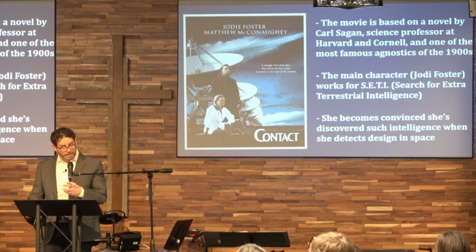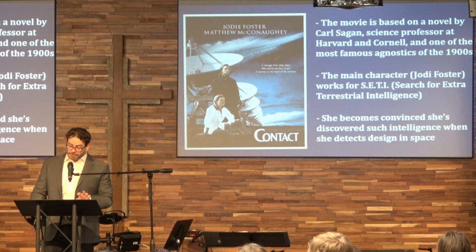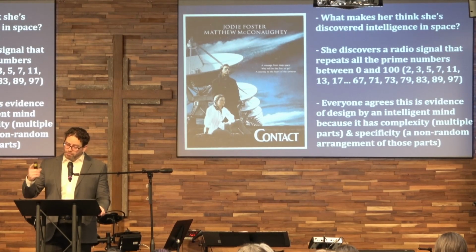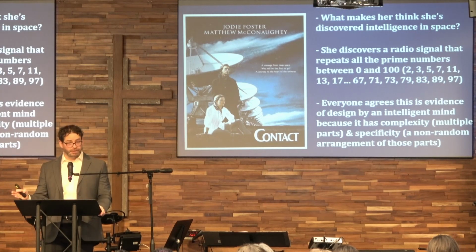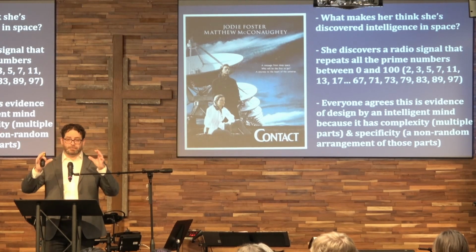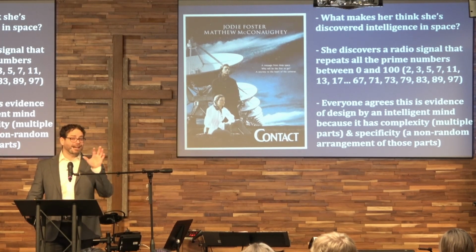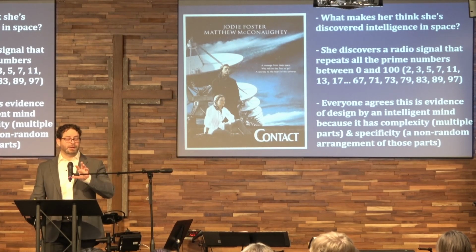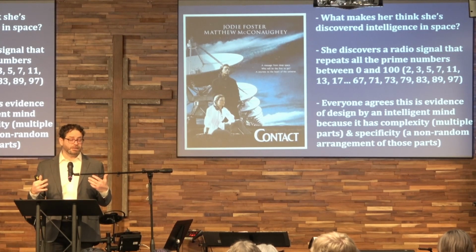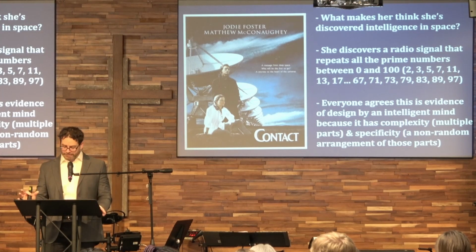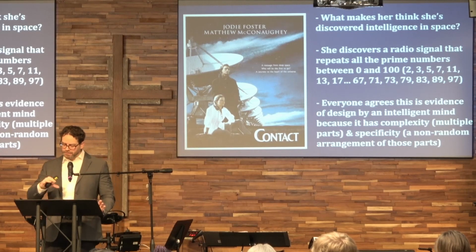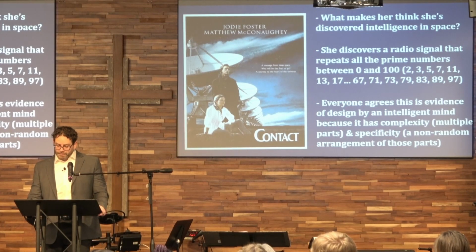Well, what she discovers within this fictional story, of course, is a radio signal out in space that's repeating all the prime numbers between 0 and 100. And when she detects that radio signal, she doesn't even think twice about it. She knows that she's detected intelligence out in space. They don't explain it within the movie, but the background thought process is exactly what we're discussing this morning. There's specified complexity. And she's convinced then that there's intelligence out there in space. And she's right, by the way, within the context of the movie. Think about it.